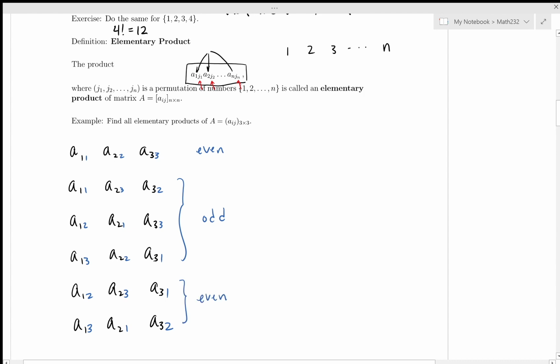Then I'm going to point out that -1 to an odd number is negative, and -1 to an even number is positive. So we see that I've now written out all of the elementary products, and some of them are even and some of them are odd. I'm going to identify the ones that are odd and put a minus sign in front of those, and the ones that are even get a positive sign. Now those are the signed elementary products.